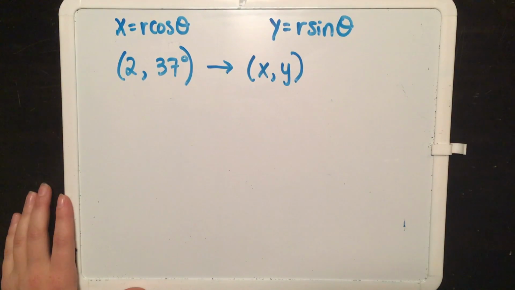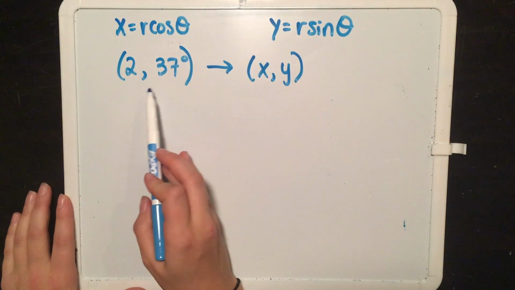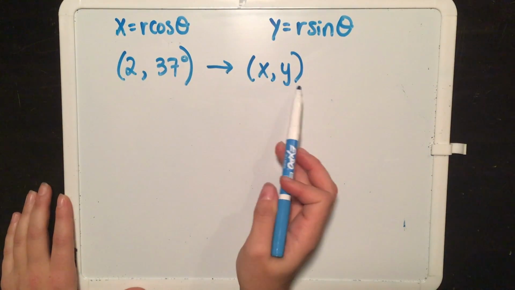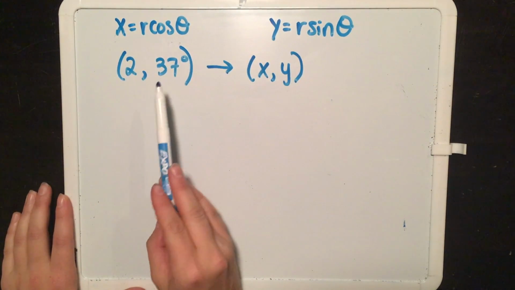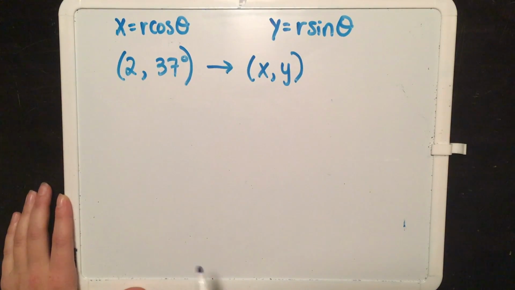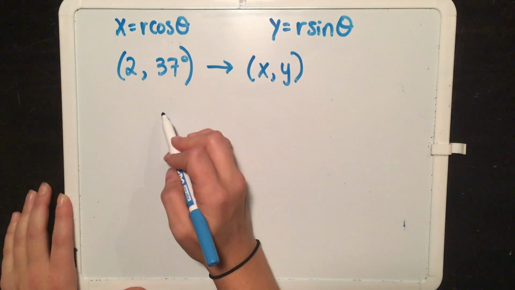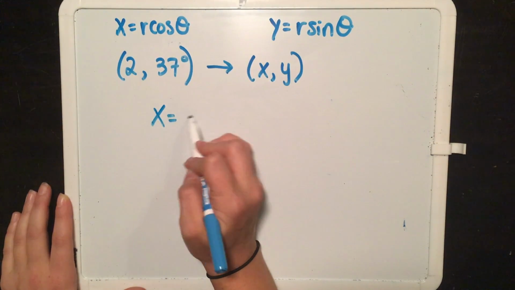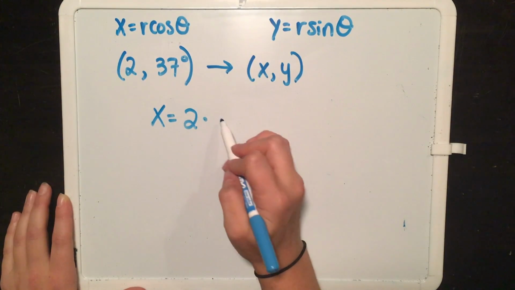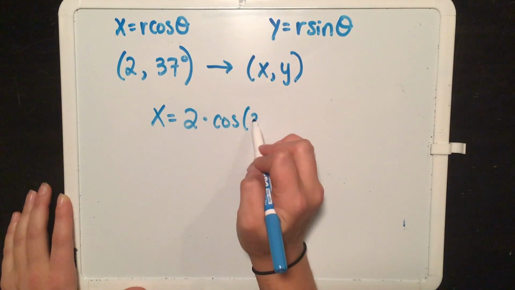In this last example, we're going to convert 2 comma 37 degrees to x comma y. And notice that 37 degrees is not a value on the unit circle, so we're going to need to use a calculator to find this. Using our formula, x equals r cosine theta.